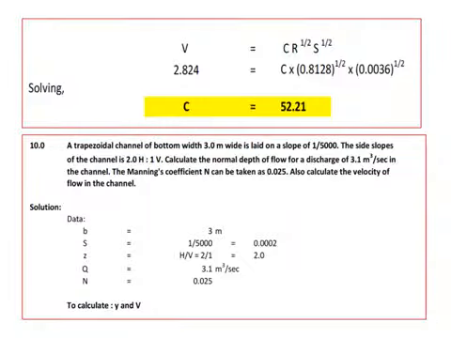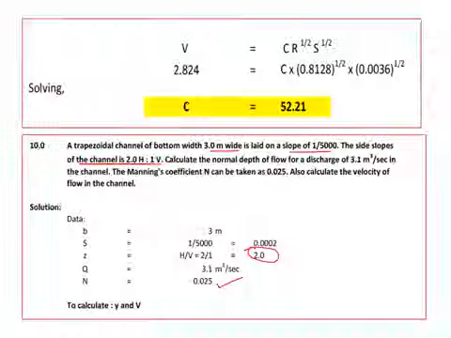So next problem is for a trapezoidal channel, where the bottom width is given. Bottom width is 3 meters and bed slope is 1 is to 5000. Side slope of the channel is 2 horizontal to 1 vertical, so it is H by V, H is 2 and V is 1, therefore Z is 2. Then discharge is given, which is 3.1 meter cube per second, and Manning's constant is given as 0.024.